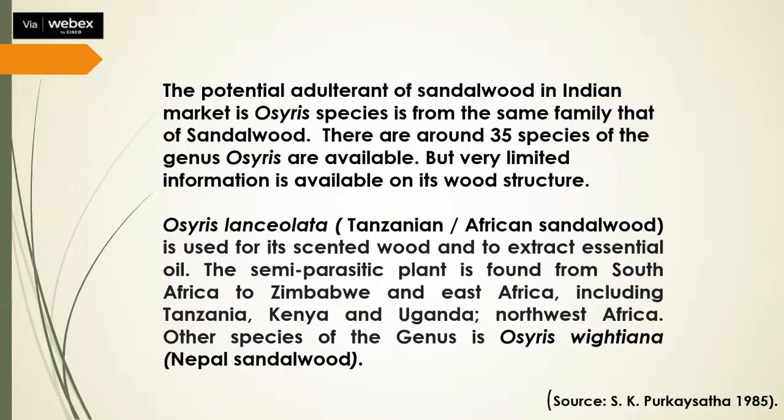One is Osyris lanceolata, the other is Osyris whiteiana, which are two important species flooding the Indian market. The first one is Osyris lanceolata, the Tanzanian or African sandalwood. This is used for scented wood and to extract essential oil. This is also a semi-parasitic plant, found from South Africa to Zimbabwe and East Africa, including Tanzania and Kenya.